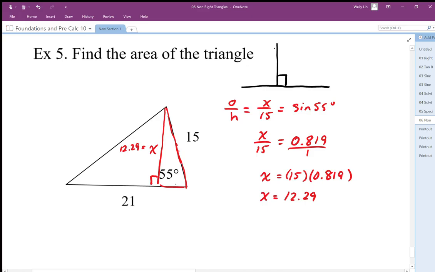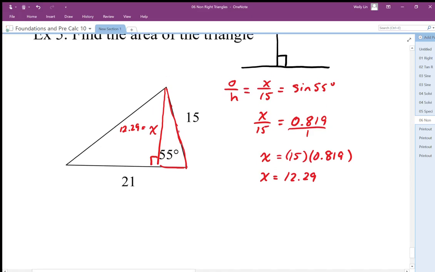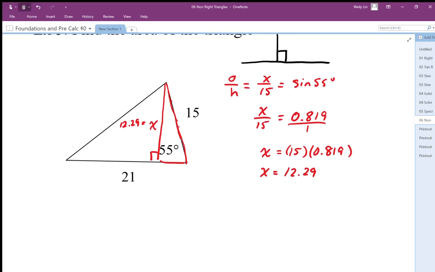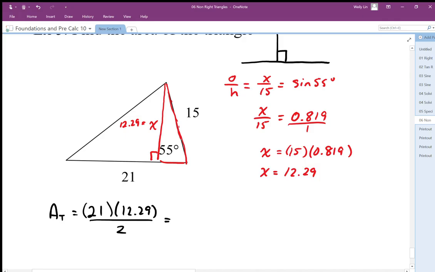I have my base here of 21, so I can then calculate the area of a triangle by base times height divided by 2. So my area of the triangle is equal to the base of 21 times the height of 12.29. Again, the height has to be the 90-degree height, it can't be the 15 here. And then dividing it by 2 will give me the number of squares that make up that space.